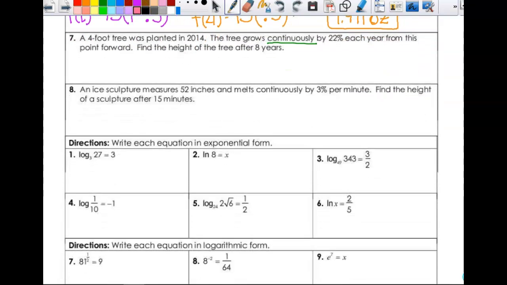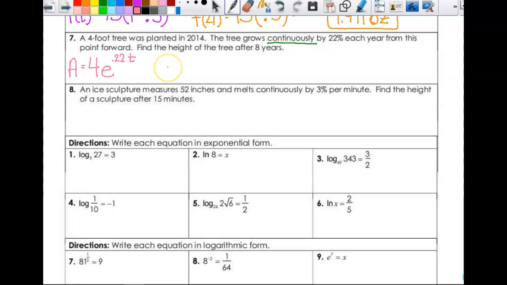I'm going to write my equation. A equals the principal amount, what we start with, which is 4, times e to the rate, which is 0.22, times t. That makes sense where everything came from? I mean, these are just formulas. You just got to plug stuff in the right place.